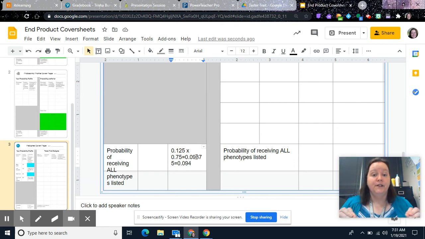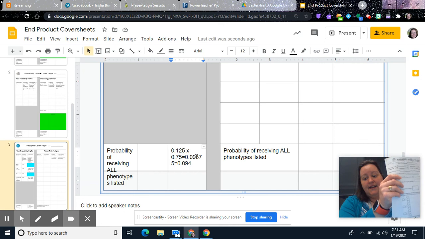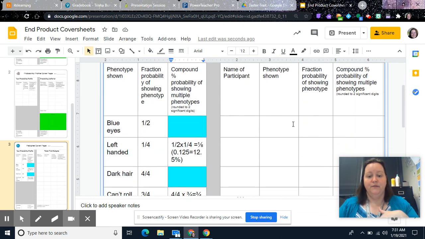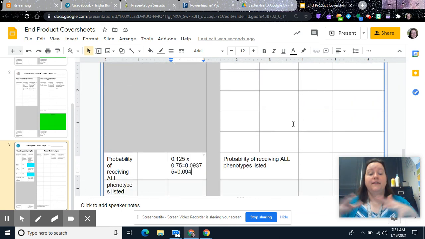Disclaimer, you can't just copy mine. You have to use your answers from your packet that you've been working on. Then when you get to your final product, you will do the same thing with the person you analyzed, or the baby you're predicting, or all of the people you did the taster trait for. You'll do some compound probability.